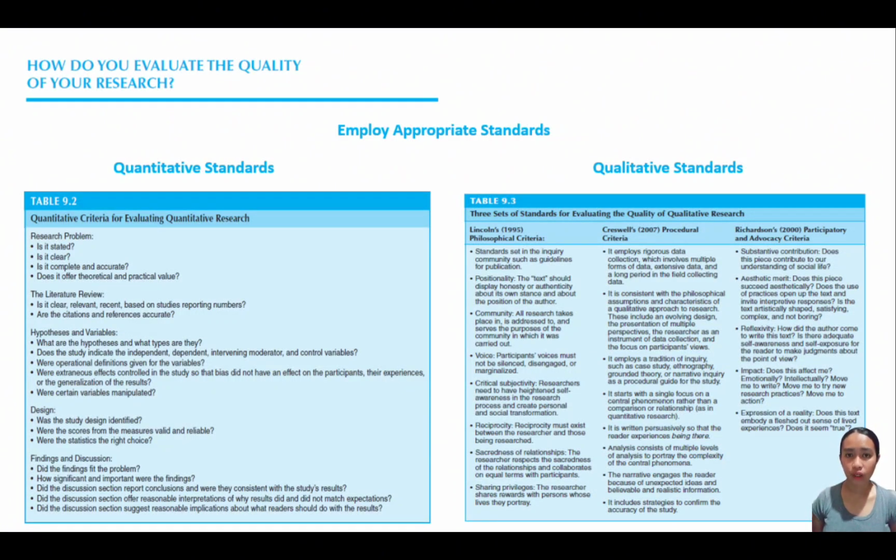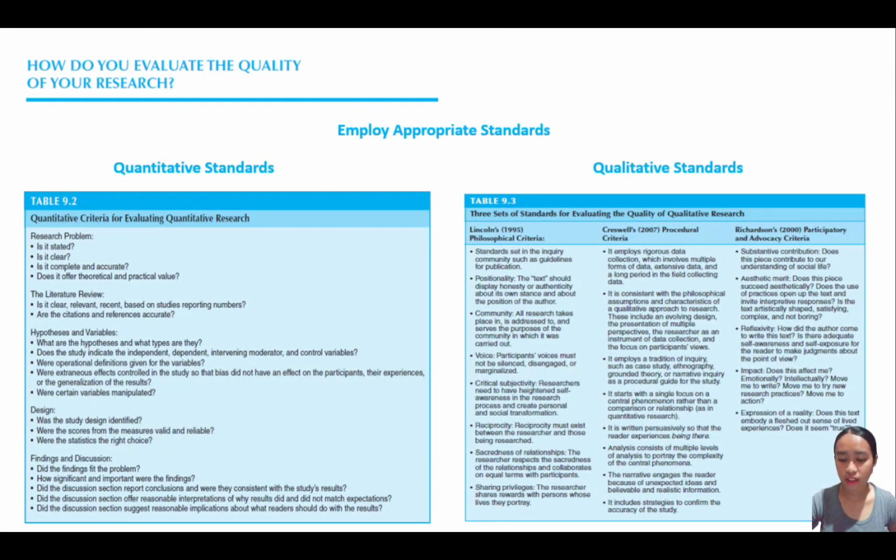So the first one is the research problem. There are some questions that we have to consider, such as, is the research problem clearly stated in the study, or can readers easily understand what the research is about? Is it comprehensive and accurate, covering all relevant aspects? And importantly, does the study offer both theoretical insights and practical value?